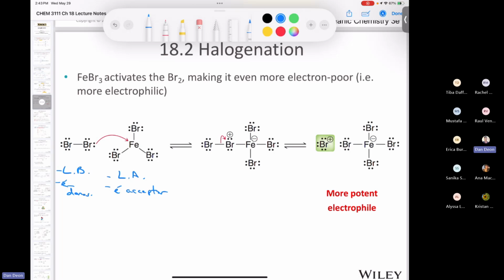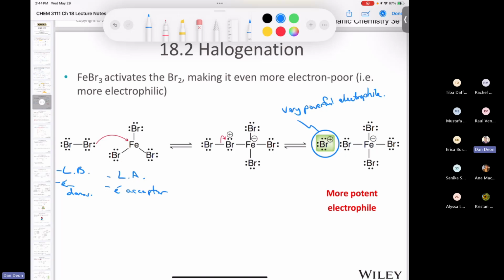Okay, so we form this complex here, and you see that they've drawn a couple of forms of it, where there's an equilibrium between this compound where we have this zwitterion, and then the bromine breaks off to form this bromine cation. So in that case, you can imagine that this is a very, very powerful electrophile, right? Think about it. It's got a positive charge. It wants electrons really bad. So this is a very powerful electrophile.